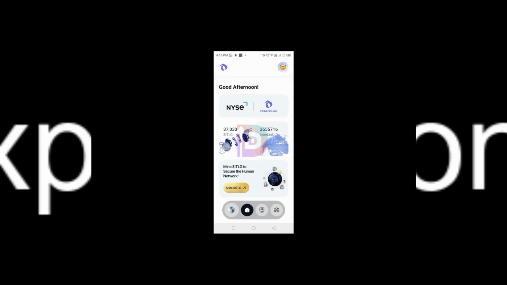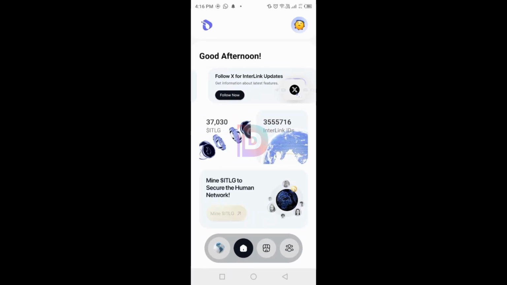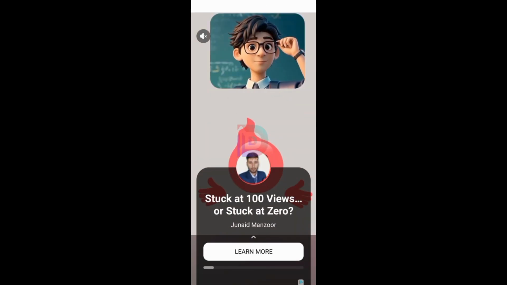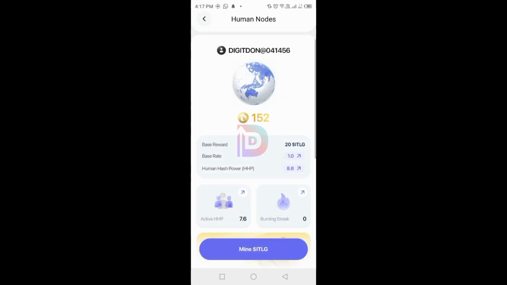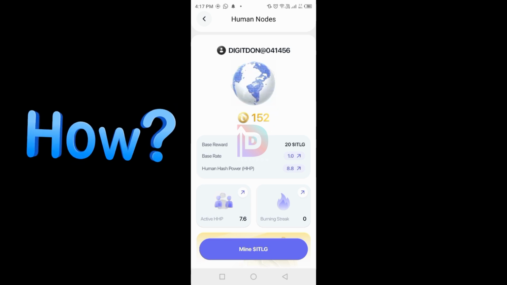Live demo and explanation of ITLG airdrops. Let's switch to our mobile screen. I am going to tap the mining button to claim my fresh ITLG airdrop. It's saying that after maturing the mining process, I will get 152 ITLG from this mining session. Let's check how InterLink calculated it.